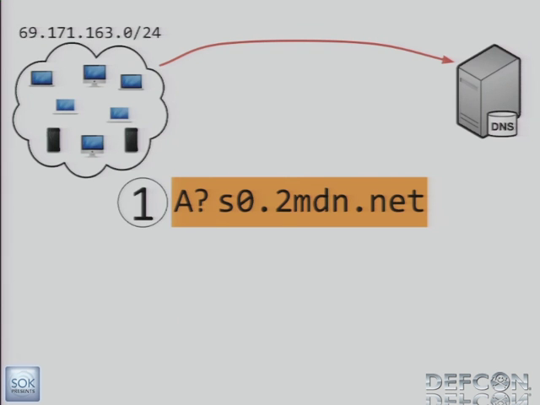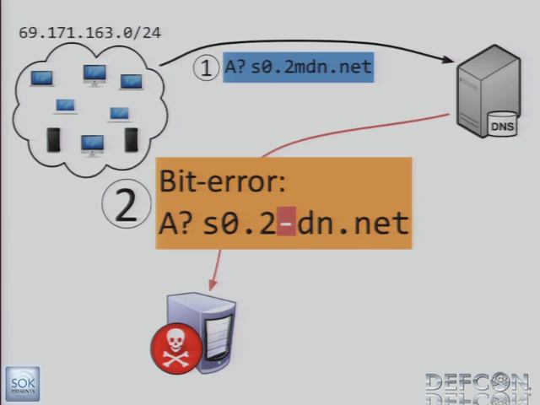So you're someone in that /24. You request your ISP to resolve s0.2mdn.net. A bit error occurs somewhere in your ISP's recursive domain server. Instead of requesting s0.2mdn.net, you request to resolve s0.2-dn.net, which I happen to own.